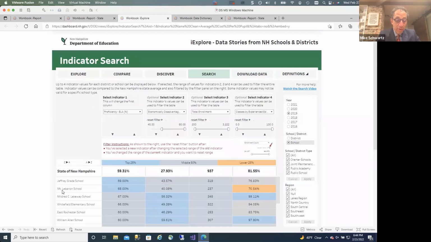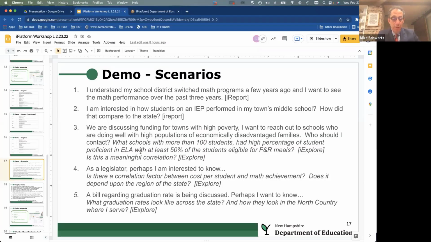And so now I may want to say, I want to take a look at Jaffrey Grade School. I want to call them. I want to call Mount Lebanon School. I want to call the Milford Lakeway School. All of those schools have a fairly high percentage of students doing well in English, but also have a significant portion of their students living in poverty, in economically disadvantaged households. So another example, hopefully that's helpful.